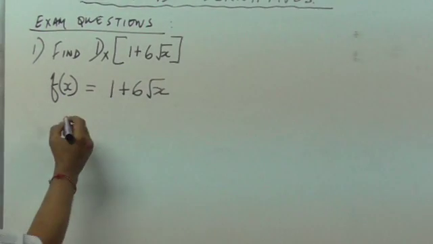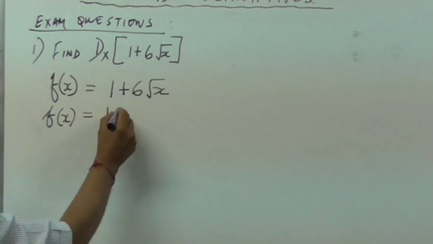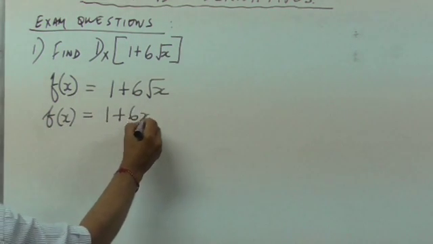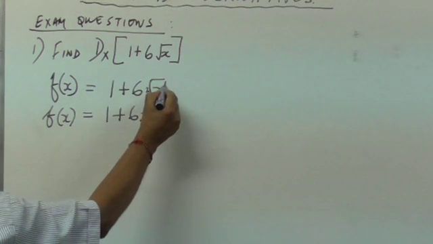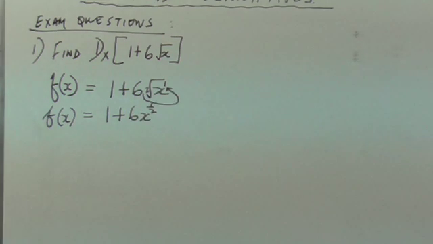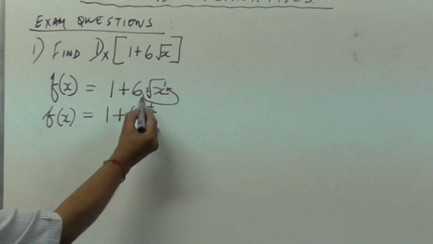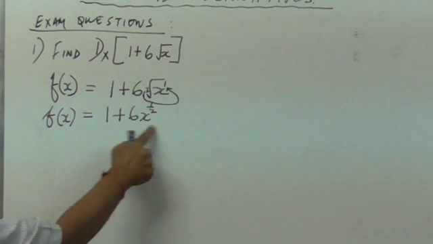You can see that you have to apply your basics here. So f of x is equal to 1 plus 6x to the half. You remember we told you there's a 2 there and there's a 1 there, and that 2 becomes the denominator. So that's your question now.